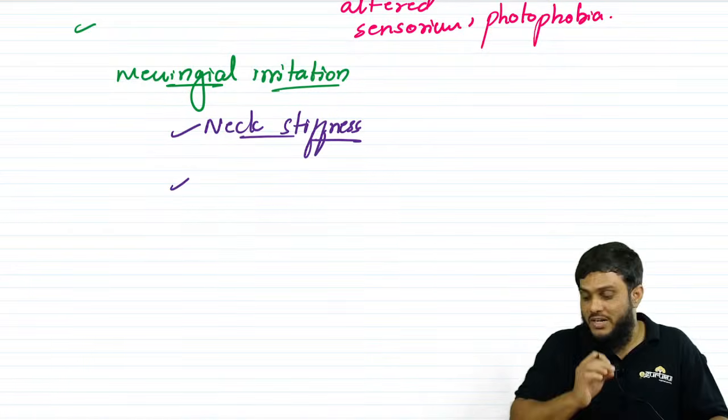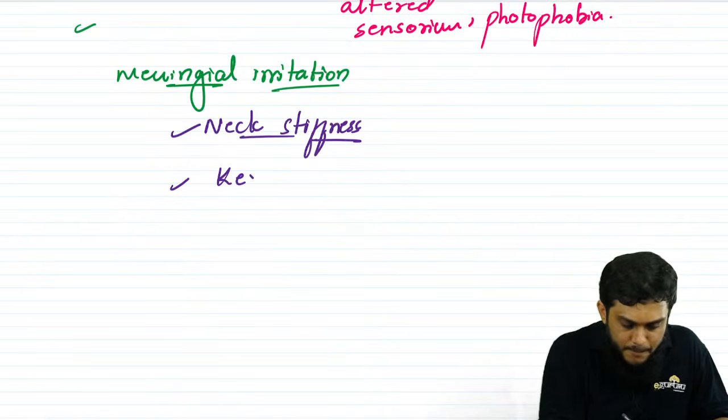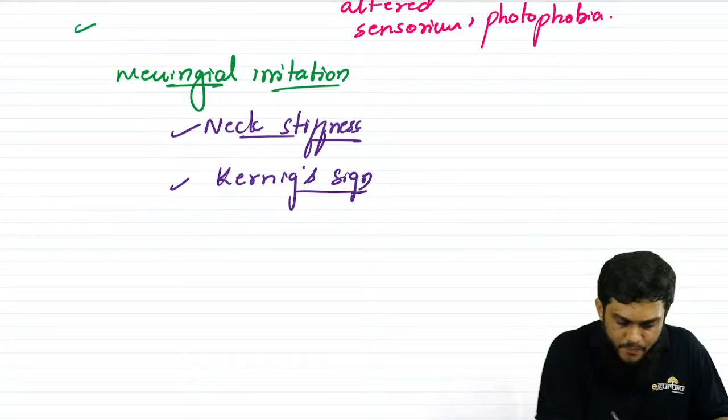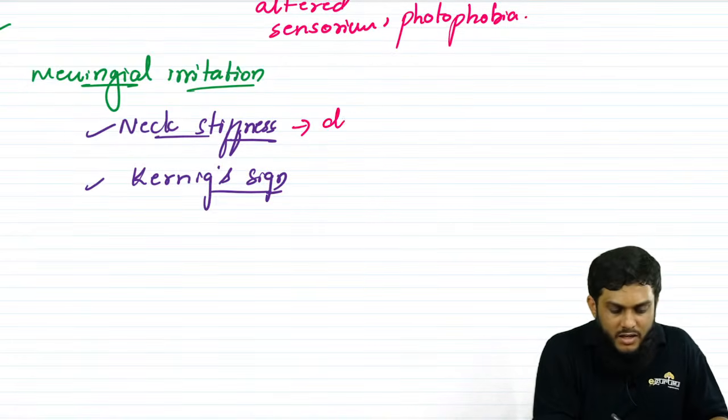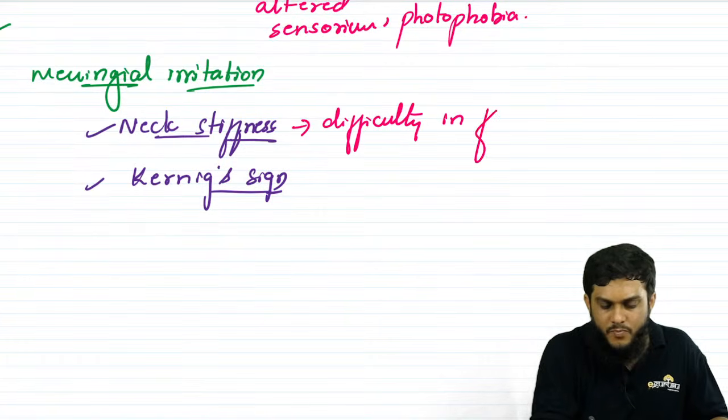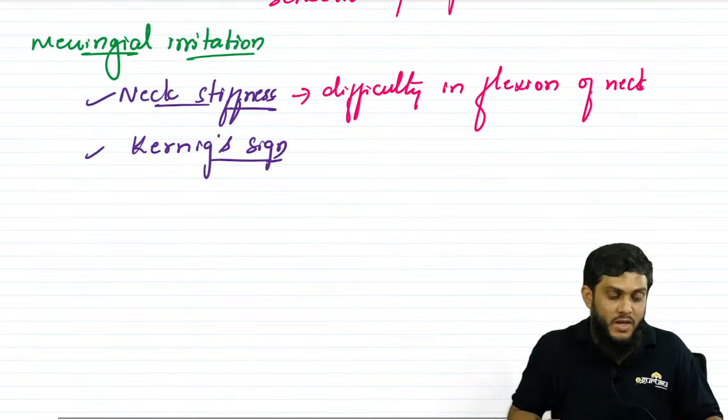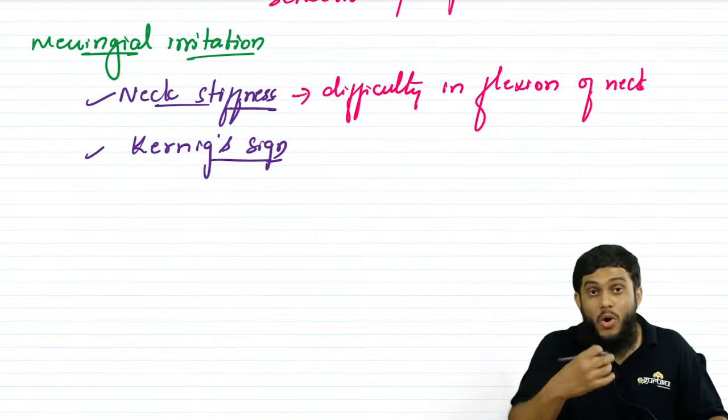The second important sign is Kernig sign. But first, what is neck stiffness? It is difficulty in flexion of the neck. Now, what do you mean by Kernig sign?